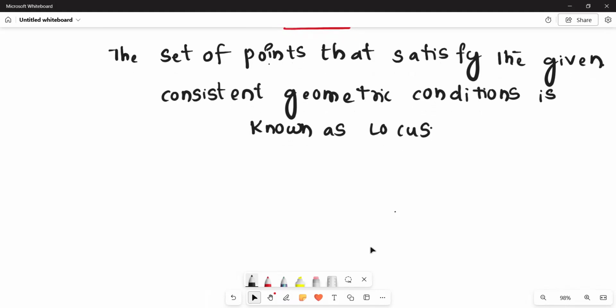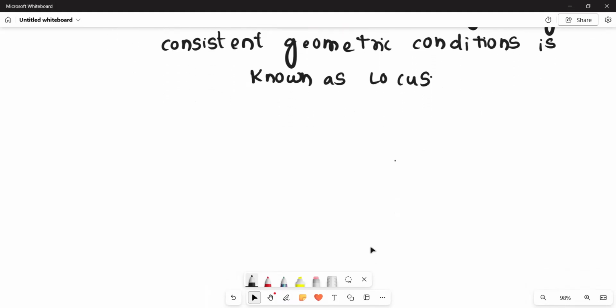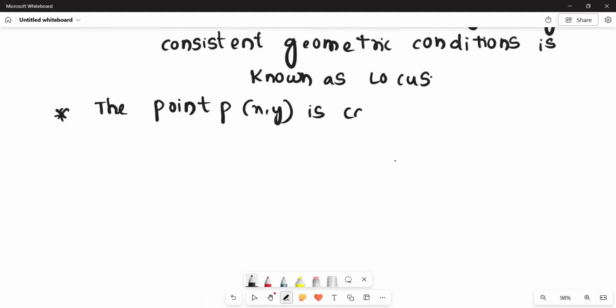So let us see some of the important parameters in it. The first thing is, try to write down, the point P (x, y) is called the ordered pair. We know that if we have been given some points, that point consists of x comma y, and we usually call it an ordered pair.